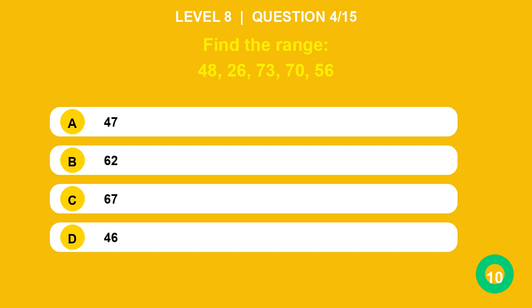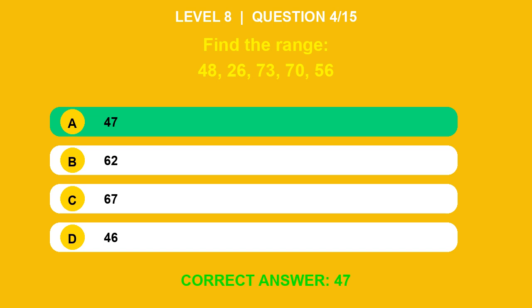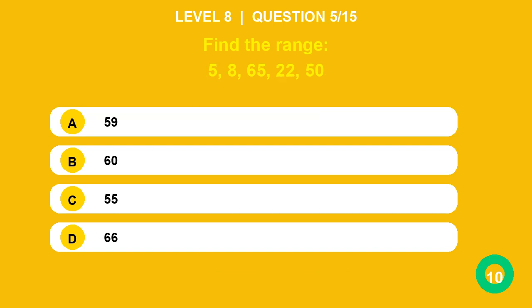Find the range. 48, 26, 73, 70, 56? Answer is 47. Find the range. 5, 8, 65, 22, 50? Answer is 60.